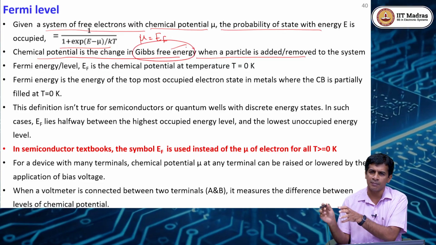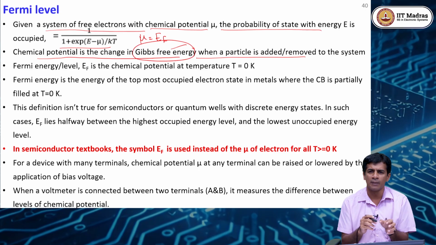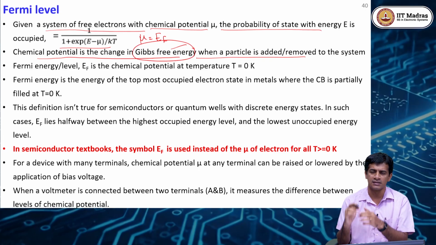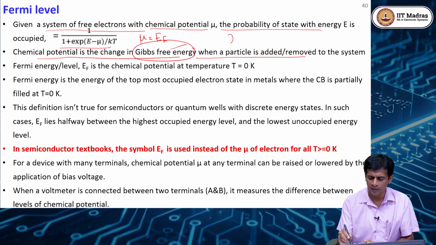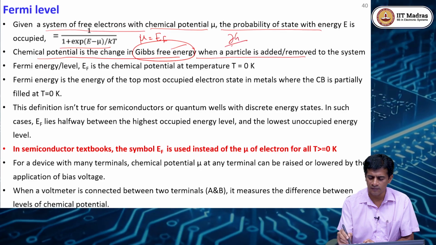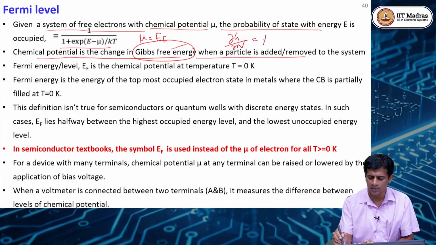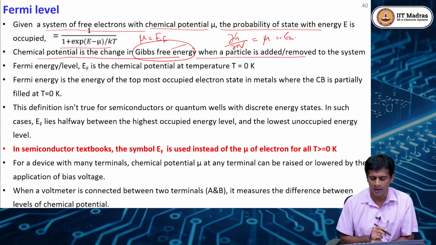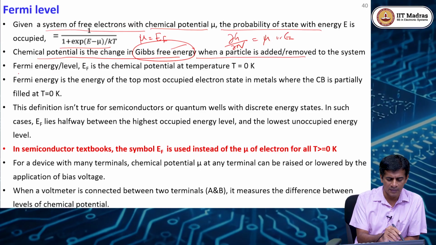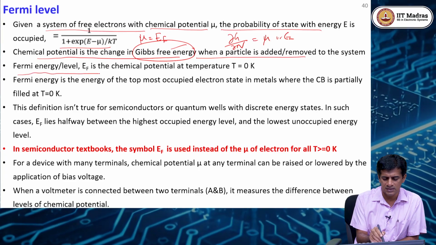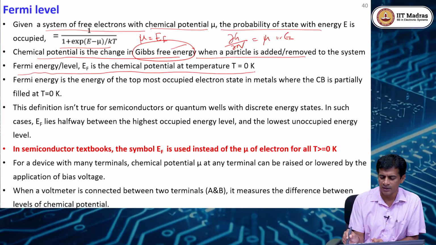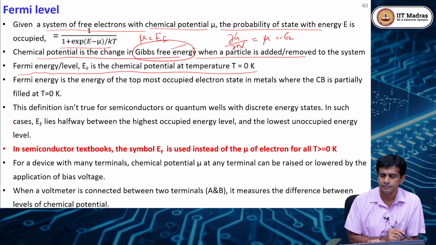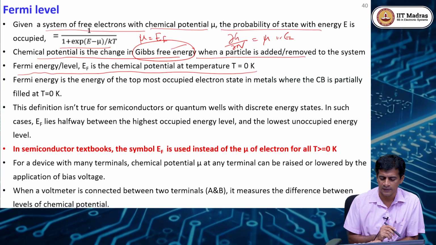So when you add or remove a particle to a system, the Gibbs free energy changes. The change in the Gibbs free energy with the number of particles is the mu, or Fermi level, what we call. Actually, it's a chemical potential. The Fermi level, or the Fermi energy, is the chemical potential at a temperature T equal to 0 Kelvin.